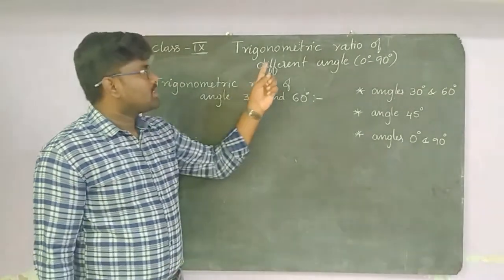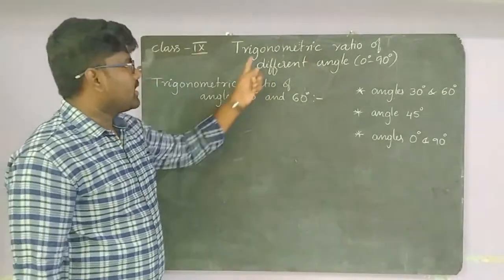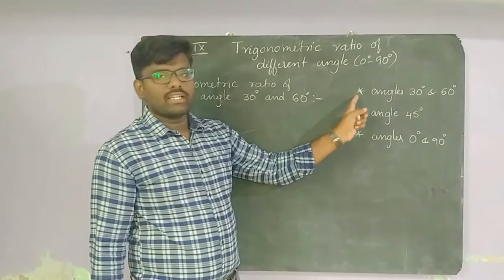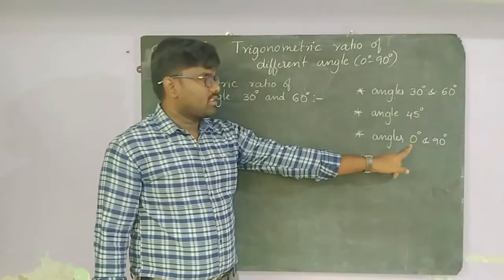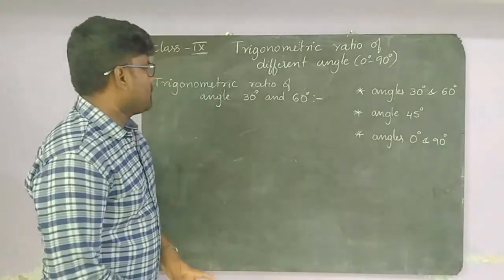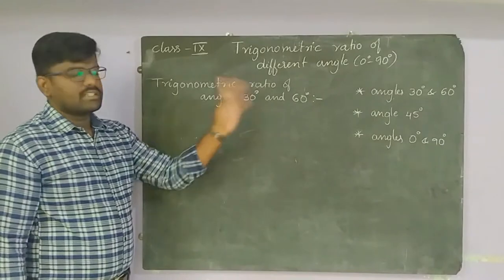Today's topic is trigonometric ratios of different angles. How we can find the trigonometric ratio of a different angle, whether it is 30 degrees, 60 degrees, 45 degrees, 0 degrees and 90 degrees. Now, we want to discuss trigonometric ratios of angle 30 degrees and 60 degrees.